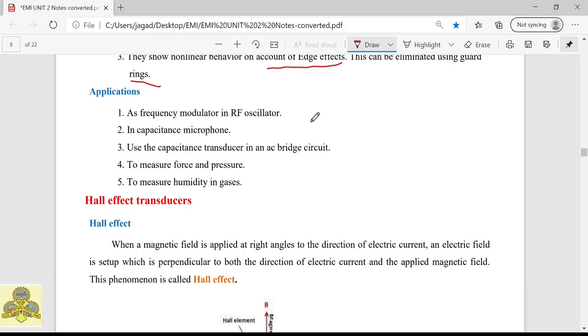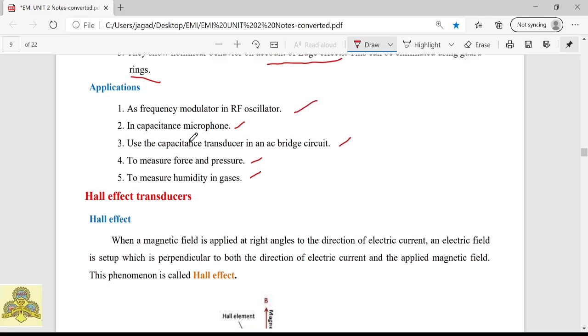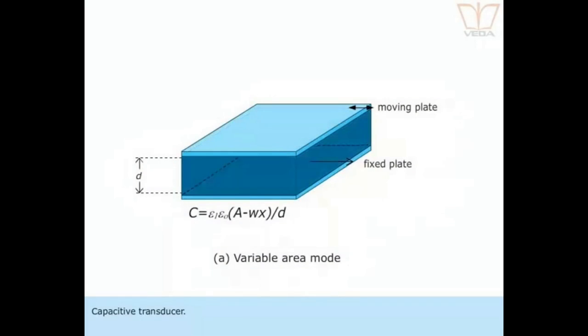Where can this capacitive transducer be used? It can be used as a frequency modulator in an RF oscillator, in a capacitance microphone, in an AC bridge circuit, to measure force and pressure, and to measure humidity in gases. There are many applications, not only these five. This is not limited to five. We have many applications where we can use this capacitive transducer.